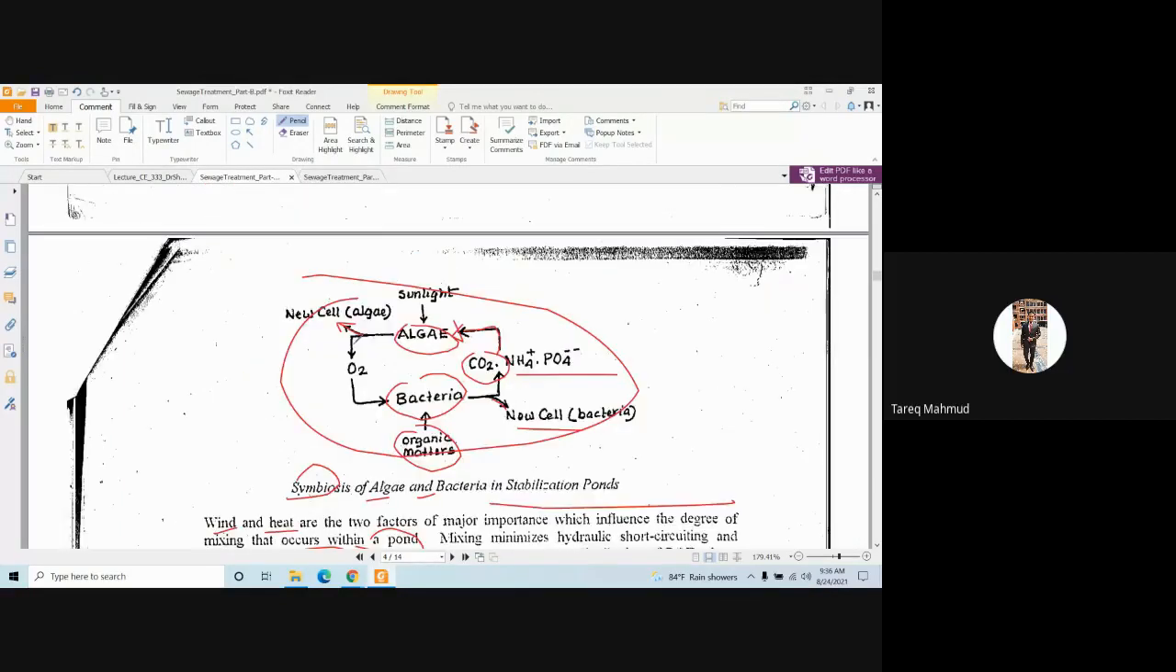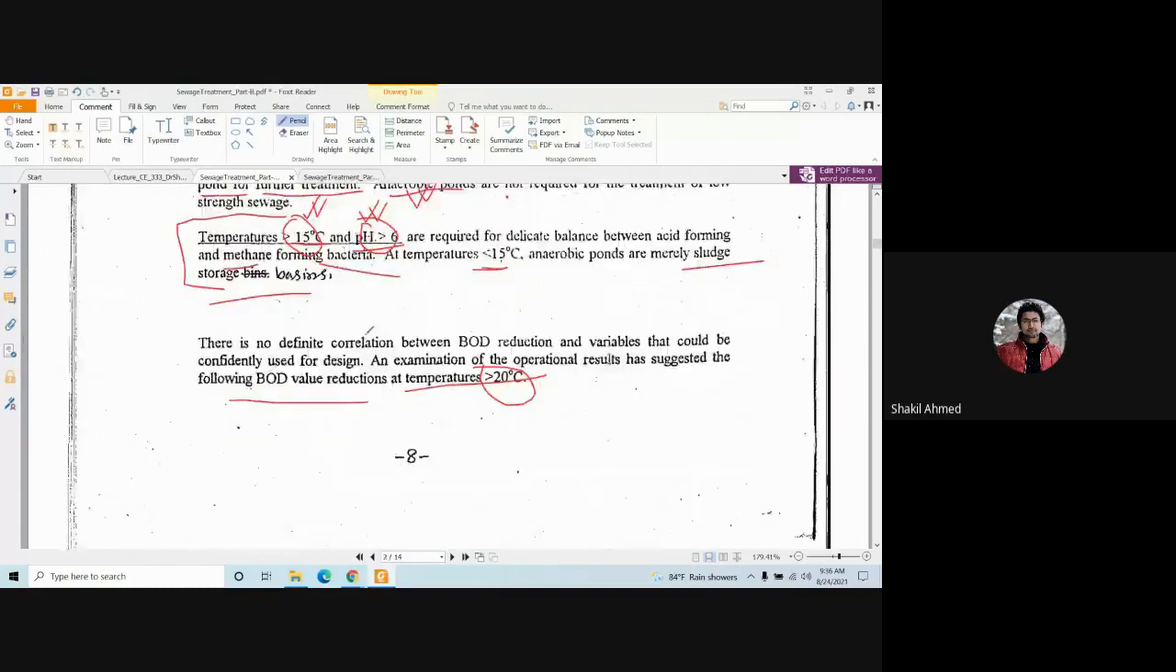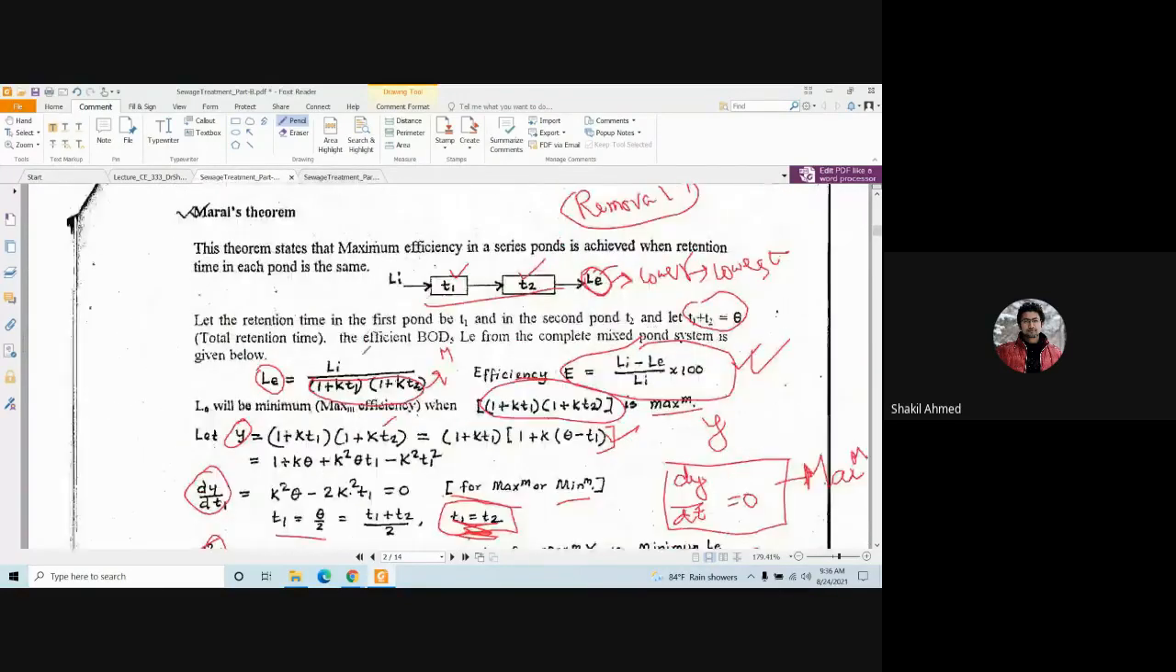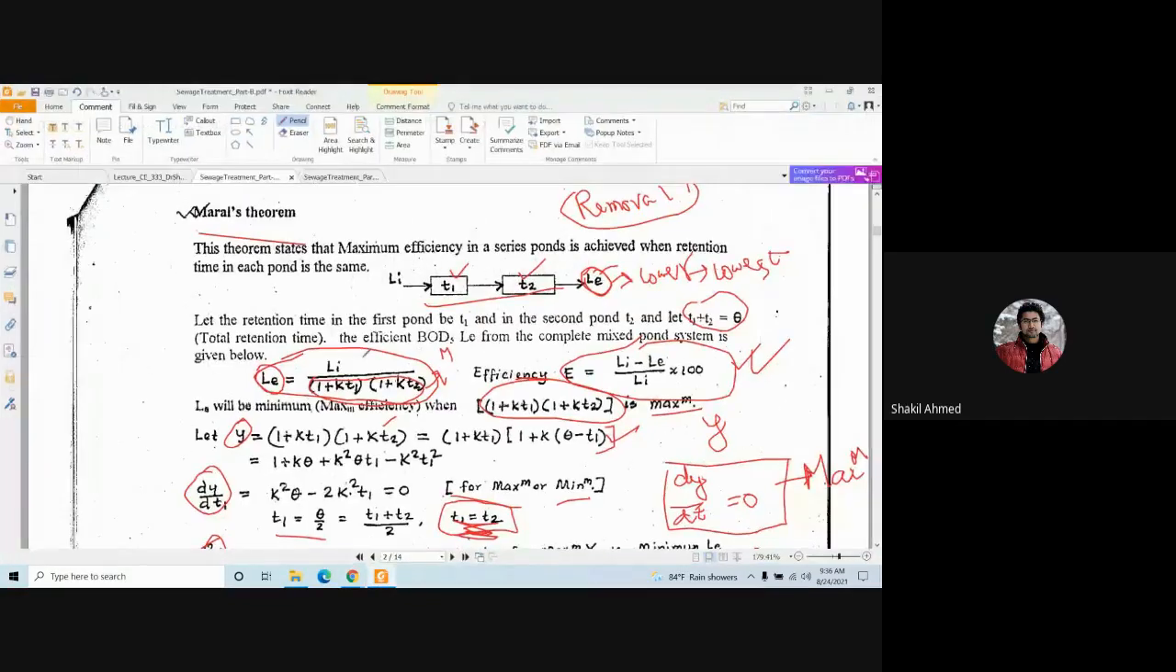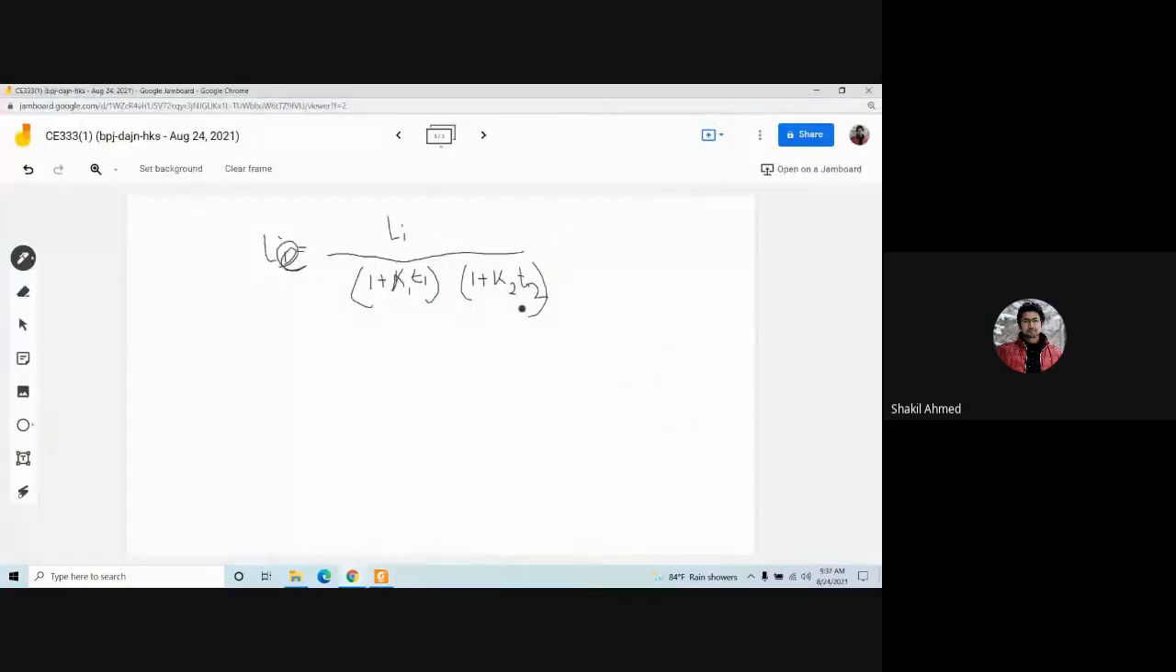Yes, sir. And that's why I told you that I'll show you later how I got this in Marais' theorem. So from here, I'm sorry, this is Le. Okay, Le equals Li over 1 plus K1 T1, 1 plus K2 T2. If K1 equals K2, then you can write this is K, this is K.